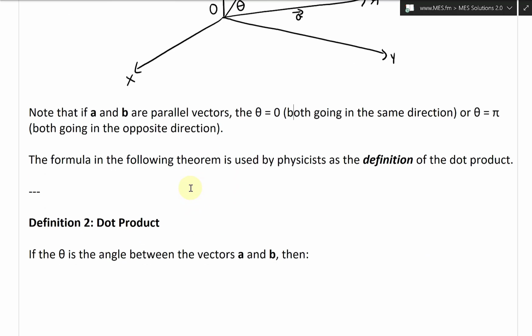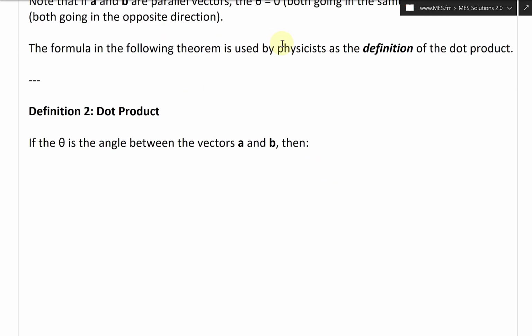All right, so the formula in the following theorem is used by physicists as the definition, an italicized definition, of the dot product. So this is typically how physicists define it. Definition 2, dot product.